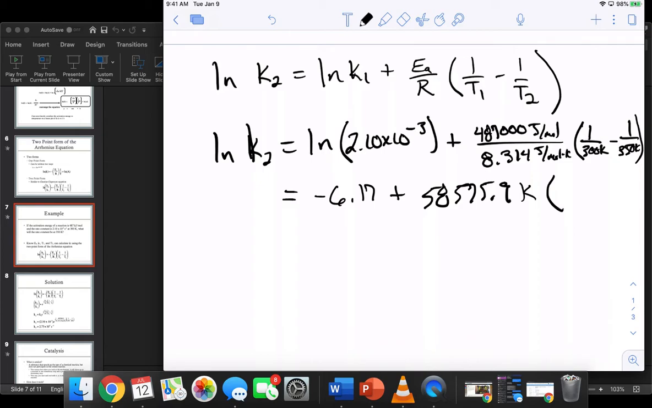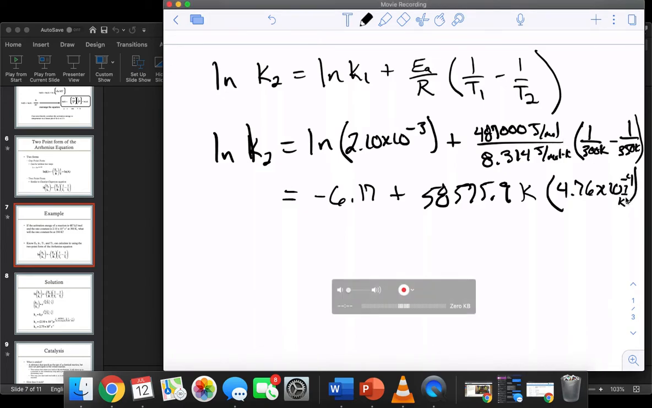Now I have 1 over 300 minus 1 over 350. And I get this to be about 4.76 times 10 to the minus 4th. And that's going to have units of 1 over Kelvin if I care about the units. So my 1 over Kelvin here and my Kelvin here will cancel. And now I can start putting all this together.